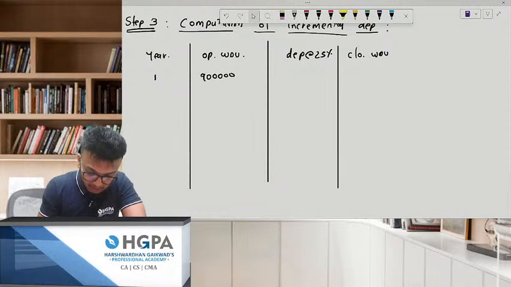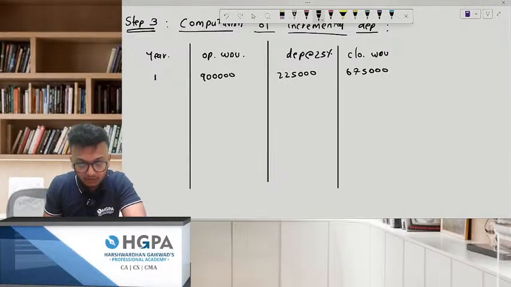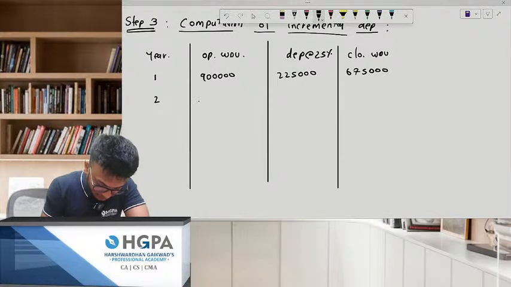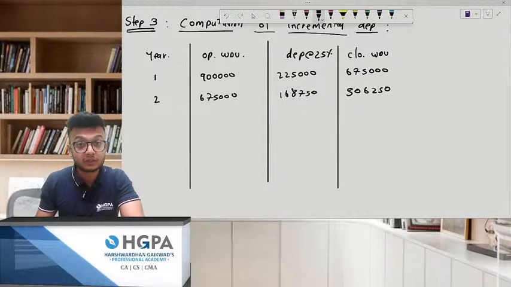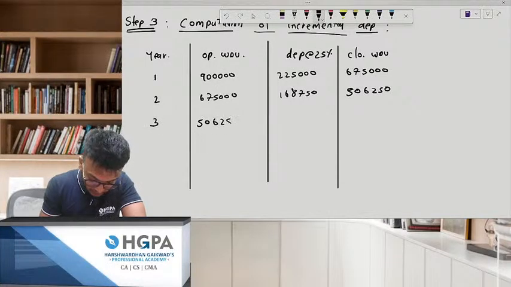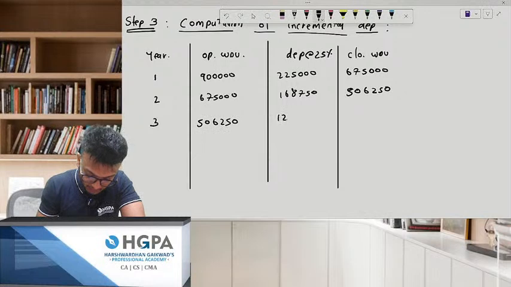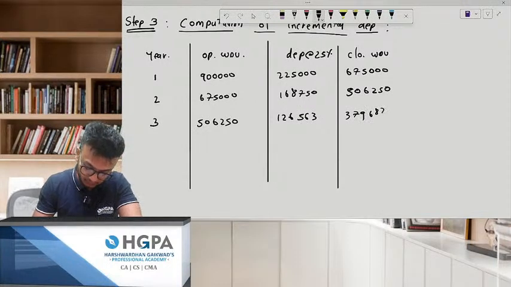Okay. 9 lakh. 2 lakh 25,000. 6 lakh 75,000. You do it yourself. You will just copy paste. 6 lakh 75,000 into 25% will give you 1 lakh 68,750. 5 lakh 6,250 will be your closing WDV. Now again this will come over here. 5 lakh 6,250. 25% will give you 1 lakh 26,563. This will give you 3 lakh 79,687.